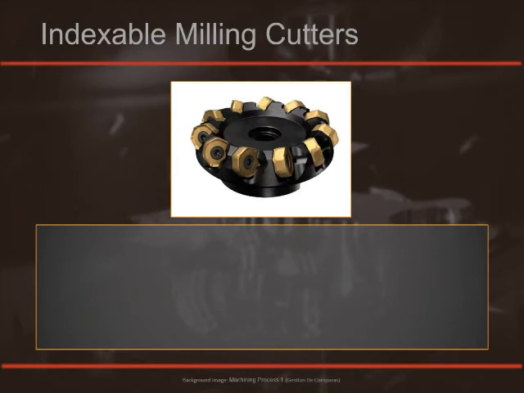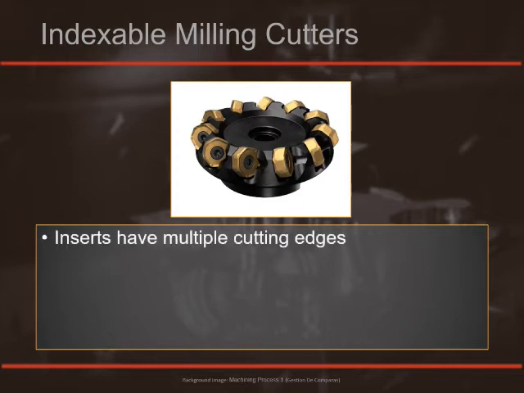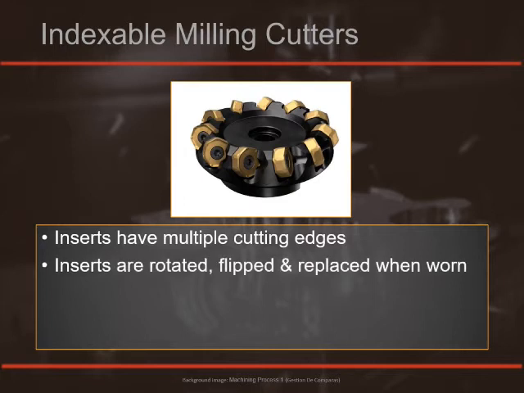Another classification of milling cutters is indexables. They come in a variety of styles based off their cutting action, but the inserts have multiple cutting edges. And the inserts are rotated, flipped, and replaced when worn.